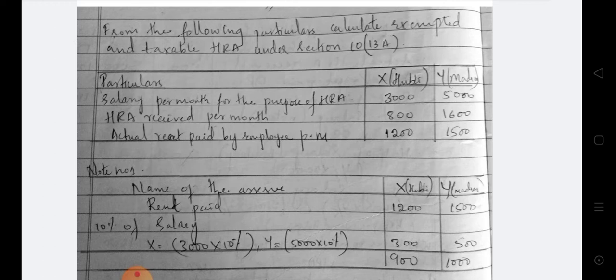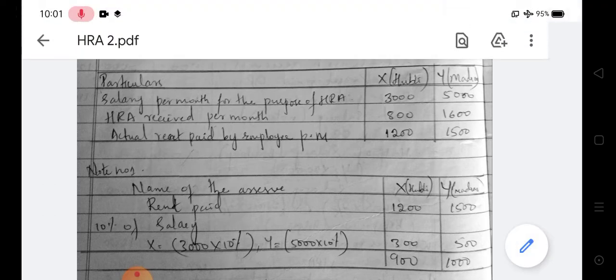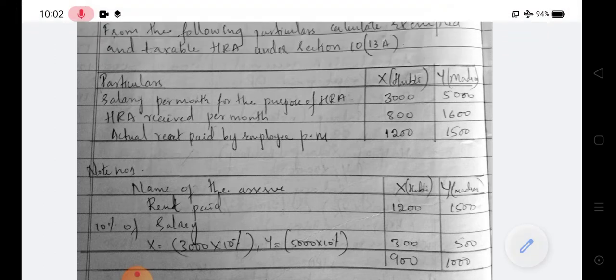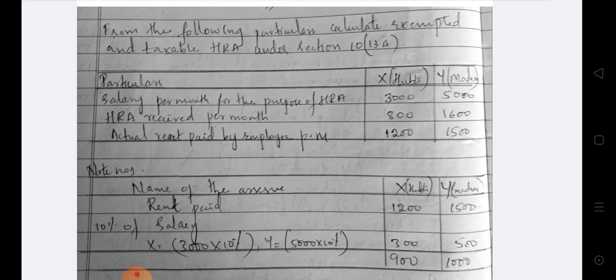How to calculate rent paid in excess of 10% of salary? We have to compare the rent paid by the employee and 10% of salary. The difference between the values will be taken as the excess of 10% of salary. See note number 1, which is given for the calculation. I have written in a proper format the names X and Y. For reference, in brackets I have written the place of stay. For X it is Hubli, Y stays in Madras, that means the place of employment is Madras. So rent paid by X is 1200, Y is 1500.